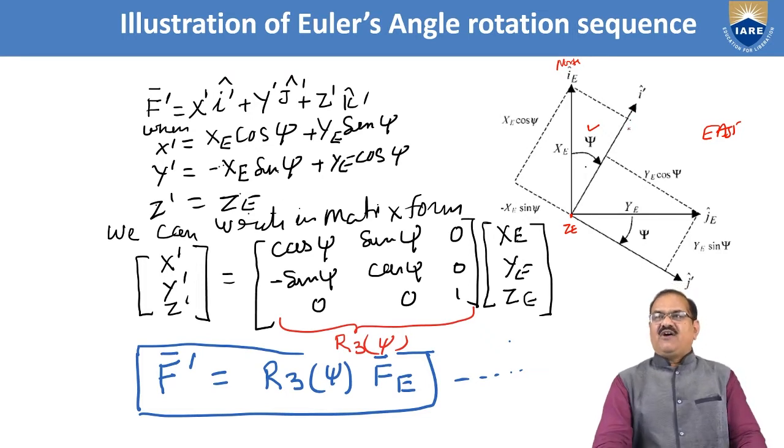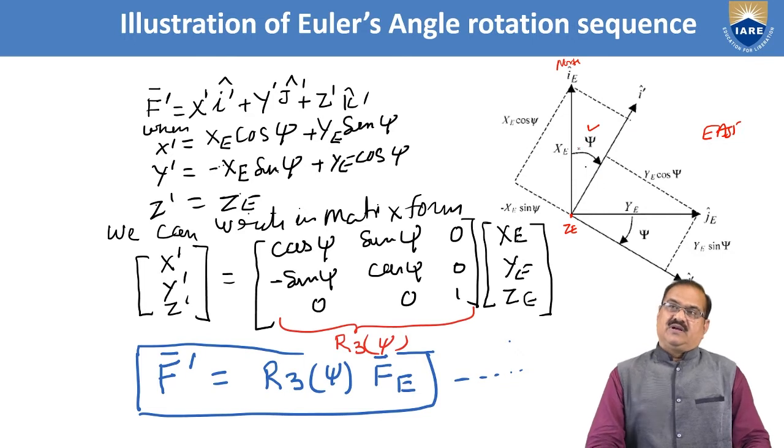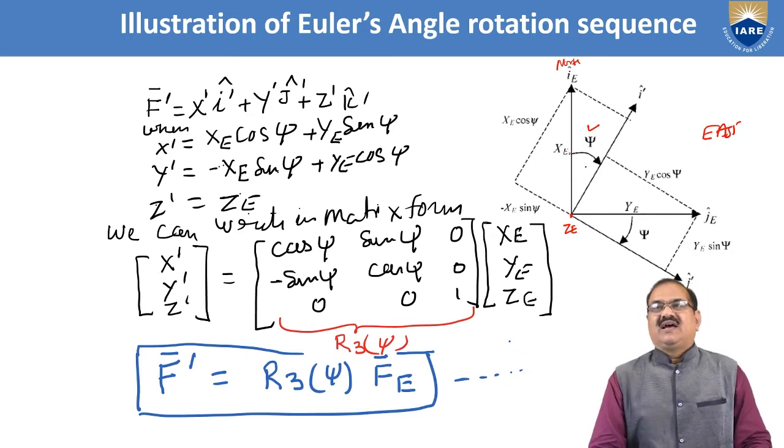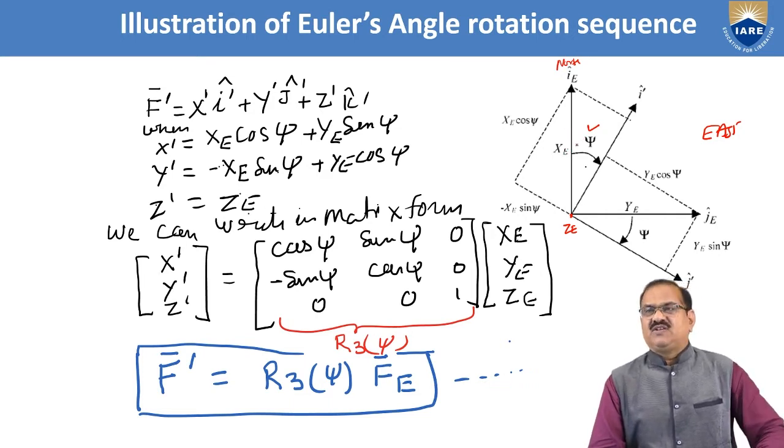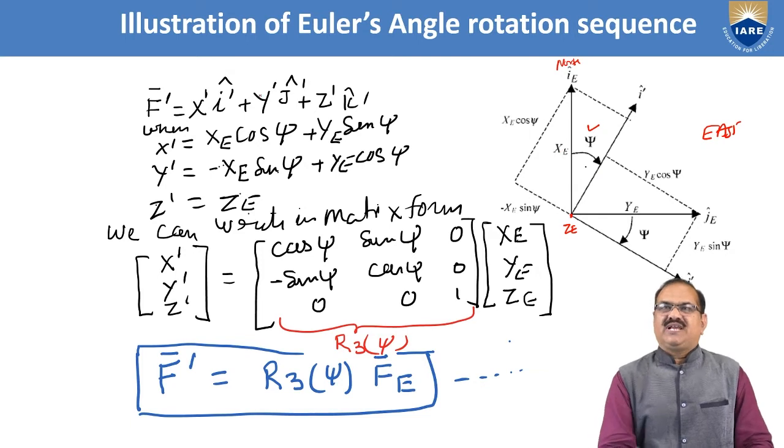Okay, so if we have to break this component, we have to find the force component. So here the new F prime will be X prime I prime plus Y prime J prime plus Z prime K prime.